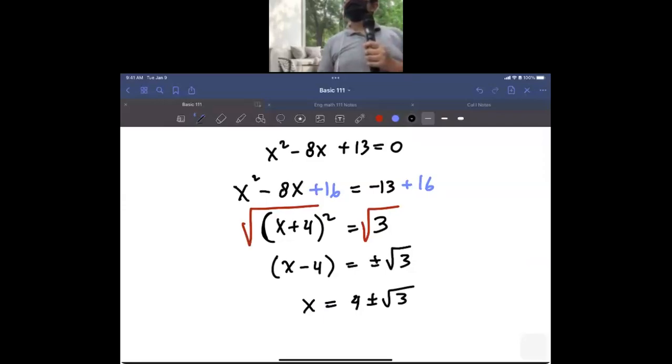X minus 4. Oh, here, I'm writing down here. Yeah, because it's minus 8. Okay, minus 8.